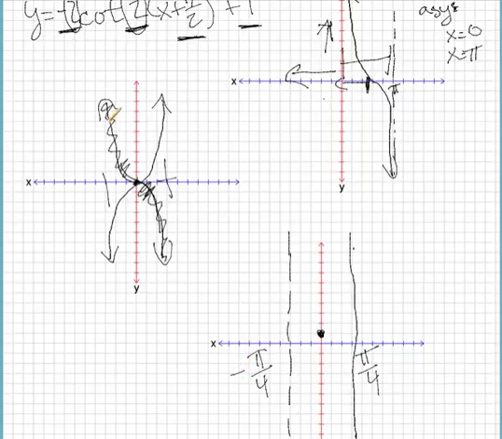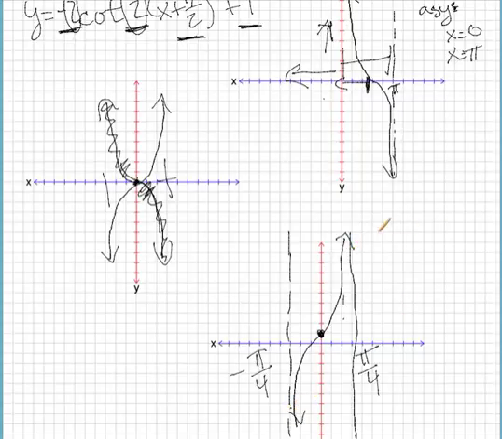And then this 2 in front shows you how steep it is. If it's a fraction, it's going to be a little bit flatter around where it turns. But since it's 2, it's going to be a little bit steeper. So it's going to be more like that.